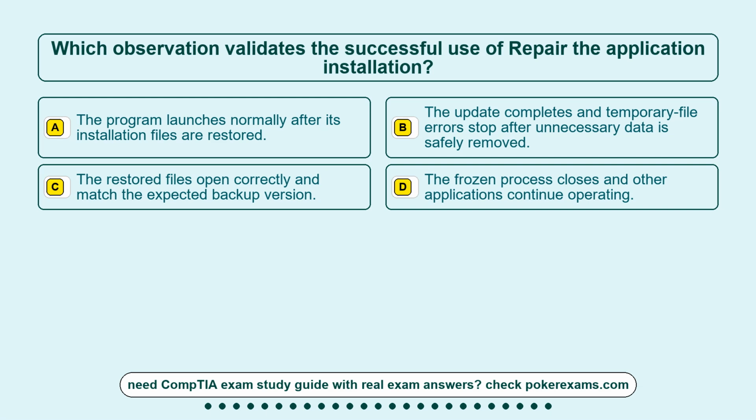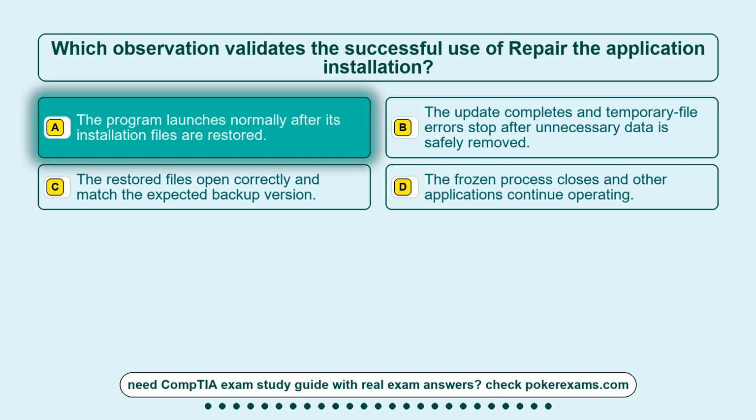Question 19. Which observation validates the successful use of repair the application installation? Option A. The program launches normally after its installation files are restored. Option B. The update completes and temporary-file errors stop after unnecessary data is safely removed. Option C. The restored files open correctly and match the expected backup version. Option D. The frozen process closes and other applications continue operating.